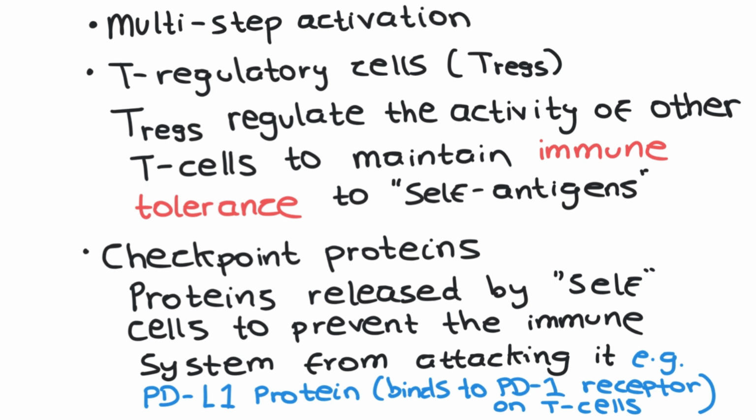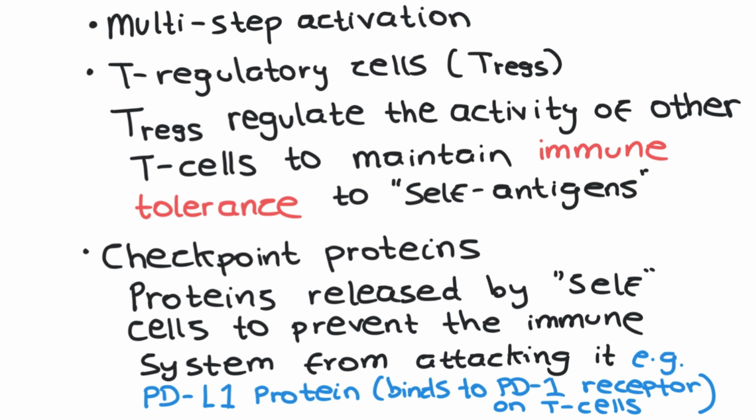And another very important regulatory mechanism is checkpoint proteins. Checkpoint proteins are proteins that are released by self cells, so cells that are naturally found in our body. These self cells release checkpoint proteins to prevent the immune system from attacking them. A very common checkpoint protein is the PD-L1 protein, which is released by many of our own body cells.